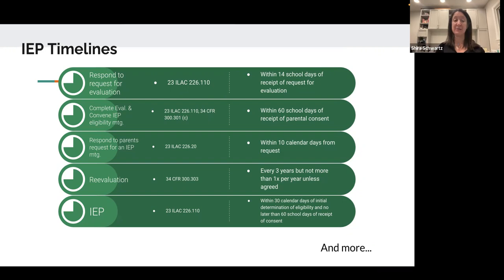If you have an IEP, you can hold an IEP meeting anytime you want. So let's say tonight you're realizing things are not going well. You would put in a request for an IEP meeting and the school has 10 calendar days to get back to you on when they can schedule that.